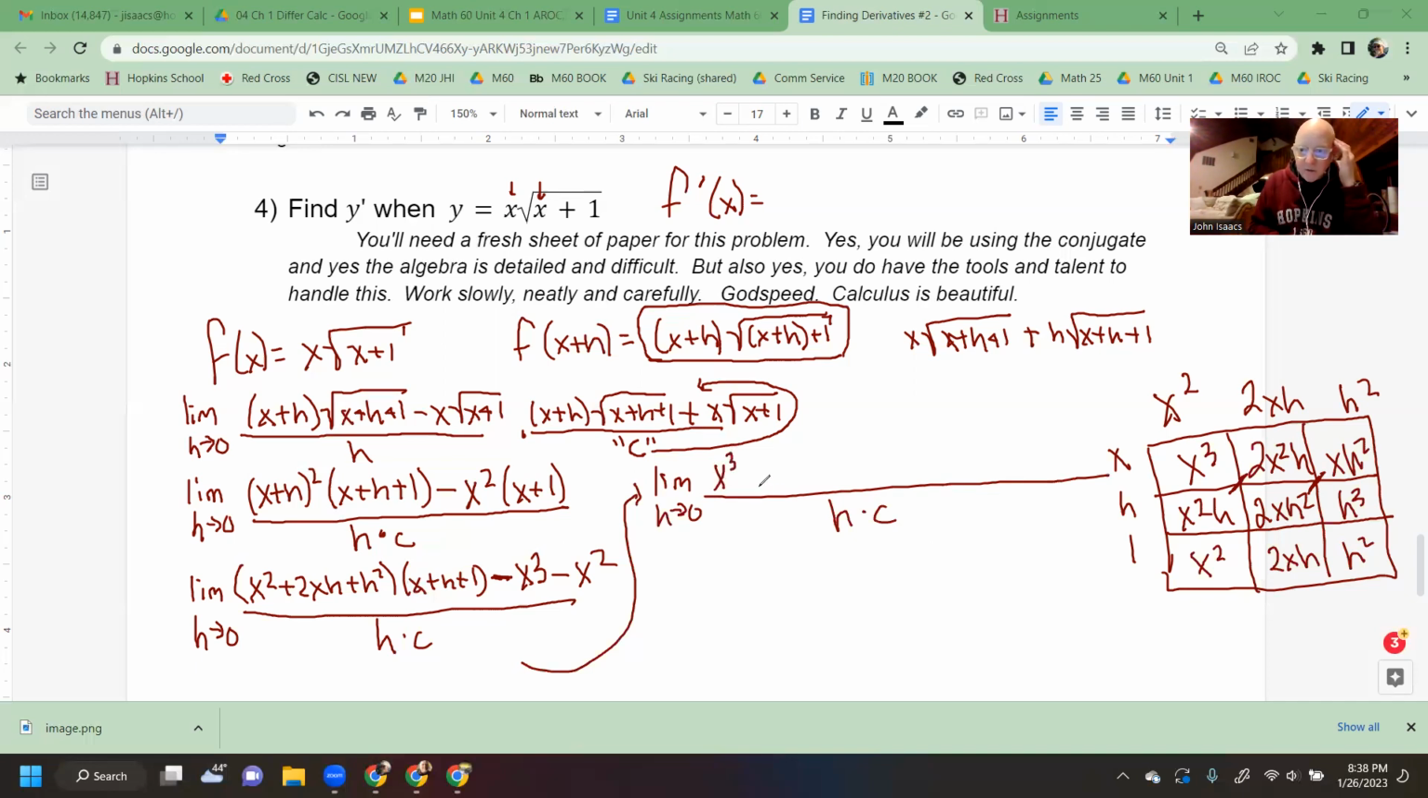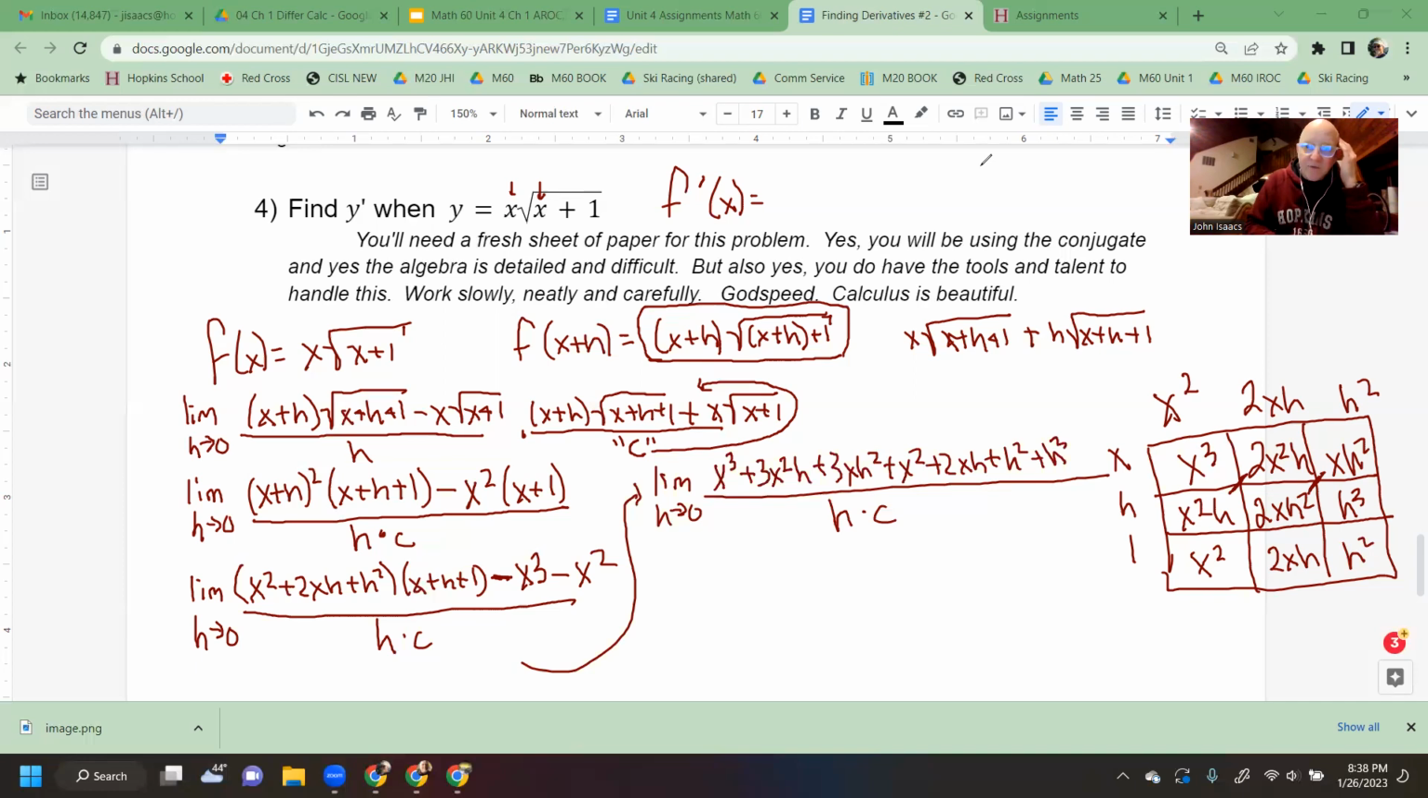X to the third plus, this looks like 3x squared h, because I'm combining those two boxes. And then plus 3xh squared, I'm combining the next two boxes. And then the other ones just string along. Let's see, x squared plus 2xh plus h squared plus h to the third.